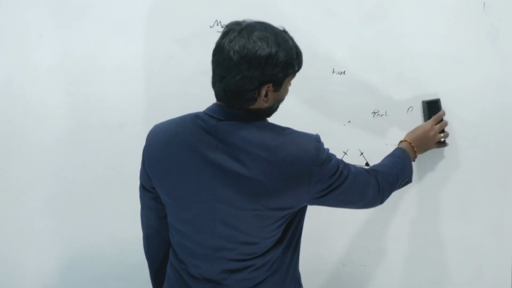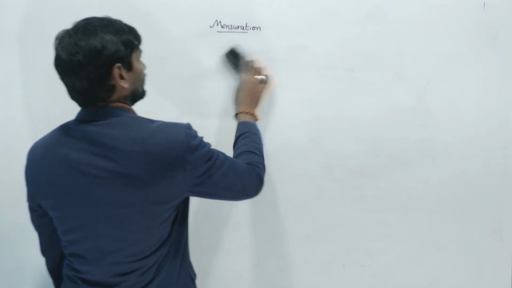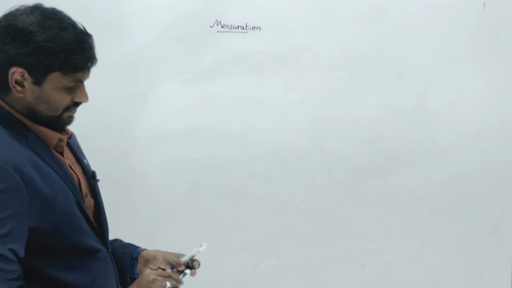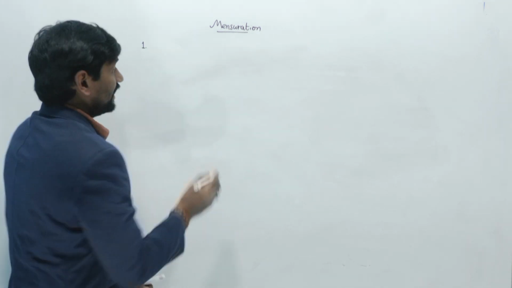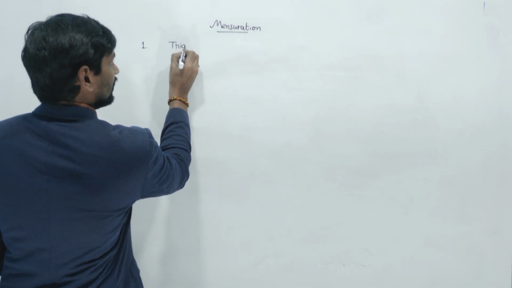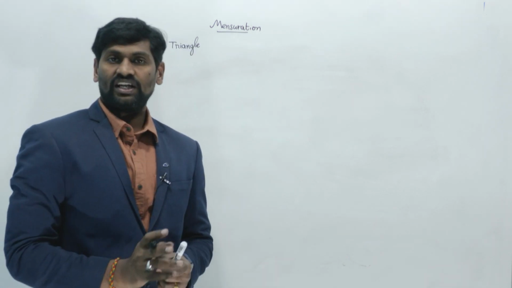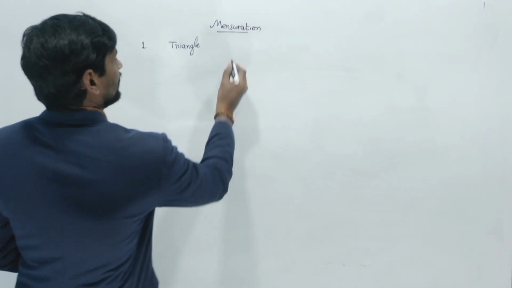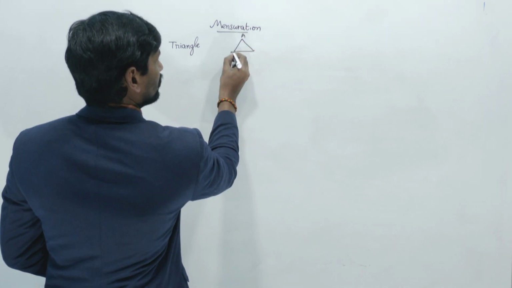Regularly, we are using the formula for area of a triangle: half base into height. Let us see the formulas. Now, in your book, it is given that area of a triangle. If you take any triangle and you know the three sides, then we can find the area of the triangle by using the sides also.